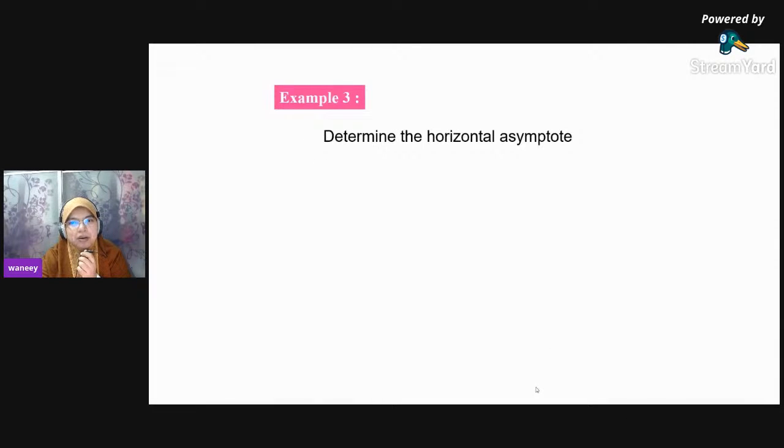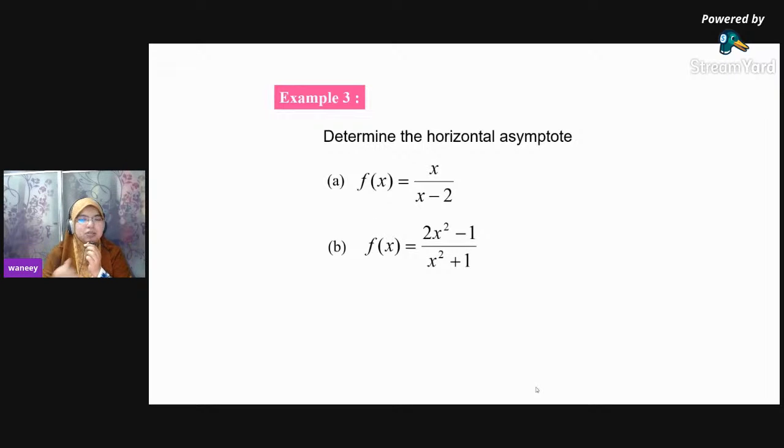Okay, so now determine the horizontal asymptote. f(x) equal to x over x minus 2. And then f(x) equal to 2x squared minus 1 over x squared plus 1.